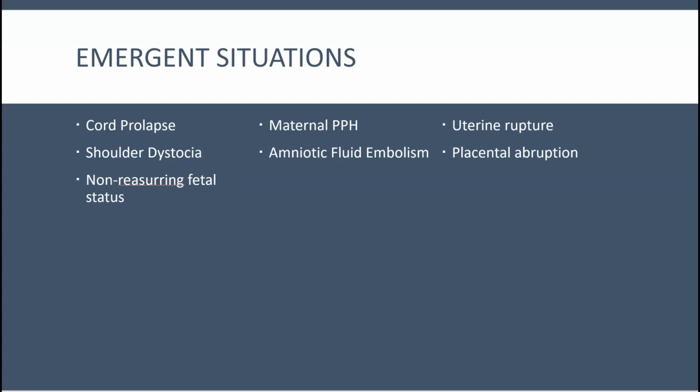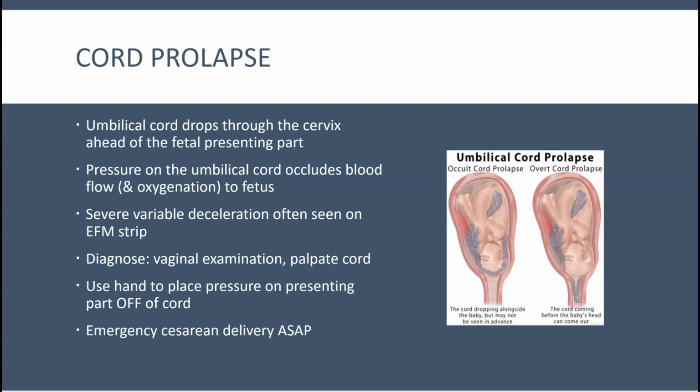Regardless of who they affect and to what degree, all of these are emergencies that we have to be aware of, assess for, know the risks of, and how to intervene appropriately and in what amount of time to give us the best outcome for mom and baby. So the first we're going to talk about is cord prolapse. You guys are going to become very familiar with this because you'll do a simulation if you haven't already.